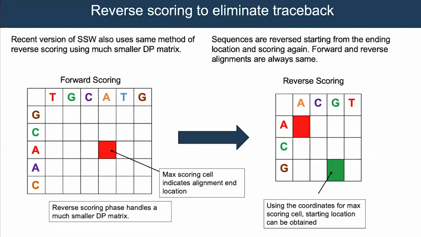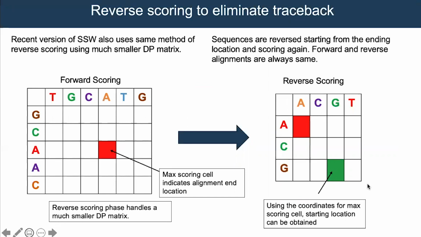So to mitigate all of this, I used the reverse scoring method. This method was introduced in one of the vector implementations of the same algorithm. What they do is, after the forward scoring phase, they find the maximum, and starting from the maximum cell, they flip the threads. For example, in this case, I have the TGCA thread. I'll flip it to make ACGT and make a smaller scoring matrix and name it the reverse scoring matrix.